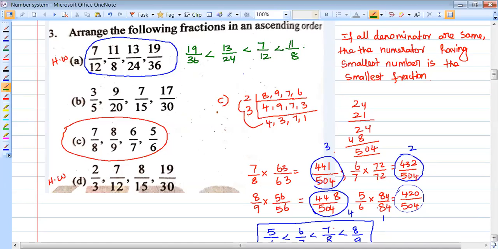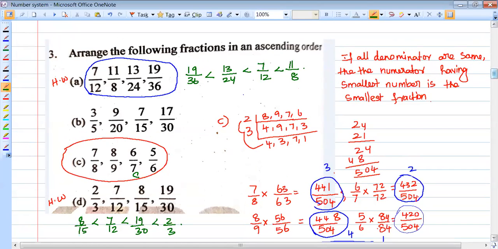What about 3D? 3D: 8 by 15 less than 7 by 12 less than 19 by 30 less than 2 by 3. Have you all got the same answer? Very good, Shivani. Very good. So we have discussed our answers also.